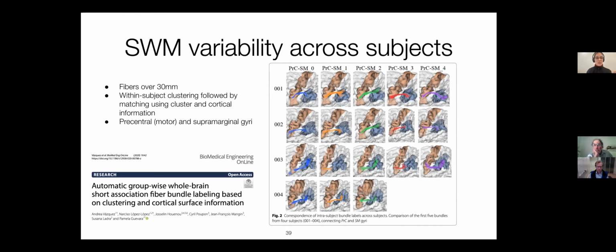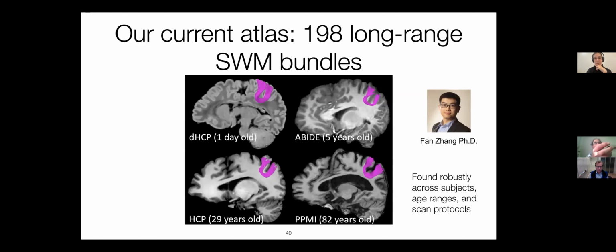And so I mentioned this project looked at fibers that were over 30 millimeters in length. So these are not the shortest, most highly variable that we hope to be able to see with the higher resolution diffusion MRI. So this is an overview of our current atlas, which has 198 long-range superficial white matter bundles. So these are even longer than discussed in the previous paper. These are 40 millimeters and longer.